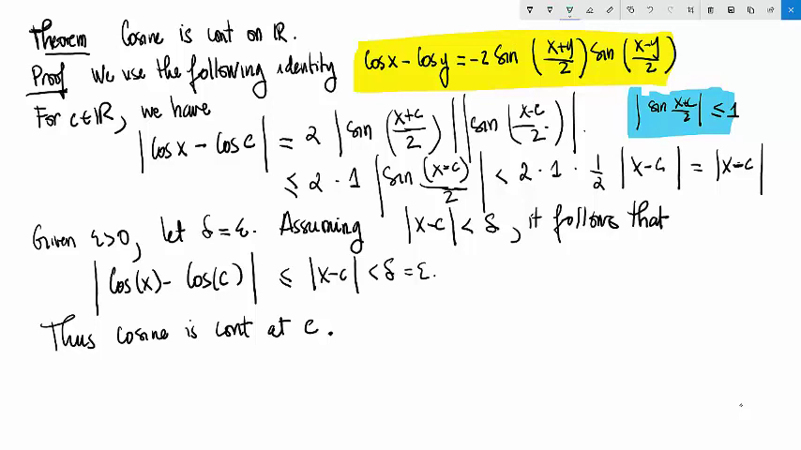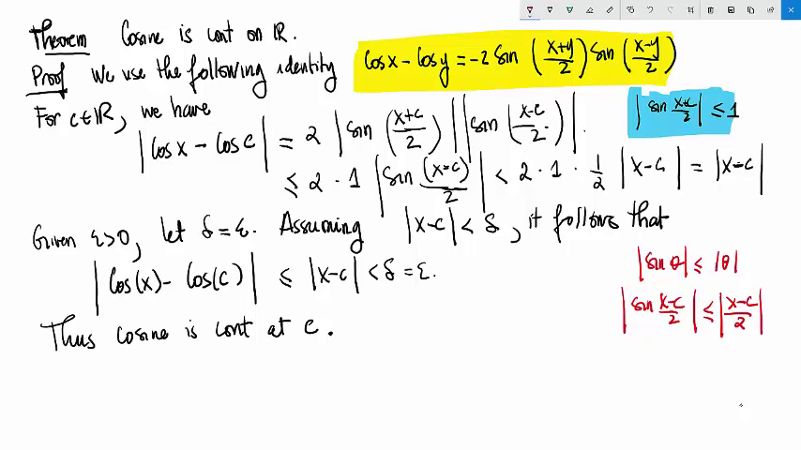And then using again the fact that the absolute value of sine of theta is always less or equal to the absolute value of theta, we get that the absolute value of sine of (x minus c) over 2 will be less or equal to the absolute value of (x minus c) over 2. So in summary, we get that the distance between cosine of x and cosine of c is less or equal to the distance between x and c.